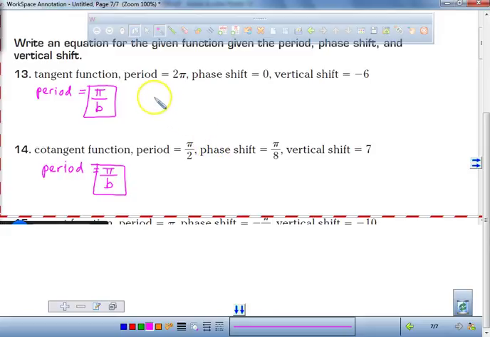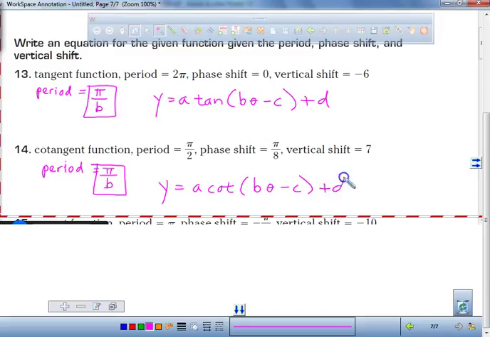So here's what you're going to write. Your final answer for number 13 will look like this. It will be y equals a tangent, open parentheses, b theta minus c, plus d. For cotangent, it would be y equals a cotangent, b theta minus c, plus d. So this is what I'm looking for on 13 and 14.